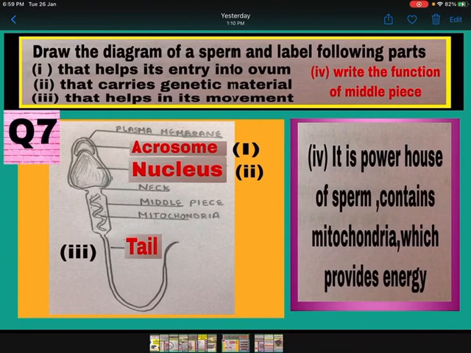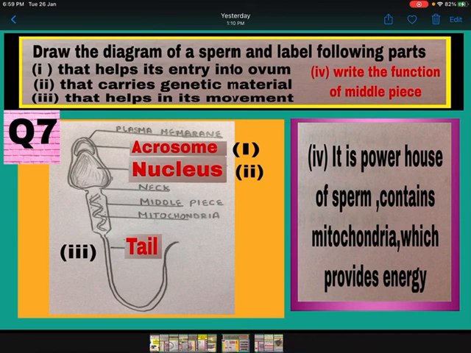Come to question number 7. Draw the diagram of a sperm and label the following parts. So here again the main instruction is to draw the diagram with pencil as shown, and now let us start labeling. Number 1 question: part that helps its entry into ovum. It is a cap-like structure present at the anterior part. It is called acrosome. Labeling number 1.